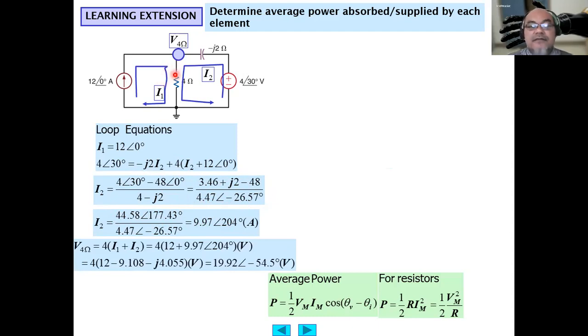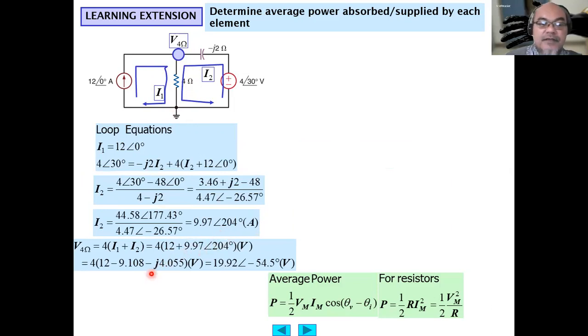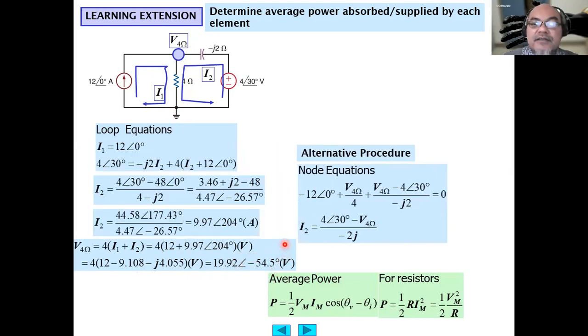So the voltage at the 4 ohm will be equal to the 4 ohm resistor multiplied by I1 plus I2. This current is 12 plus 9.97 with phase angle 204 degrees. Okay, so from here we obtain 19.92 volts, phase angle minus 54.5 degrees.